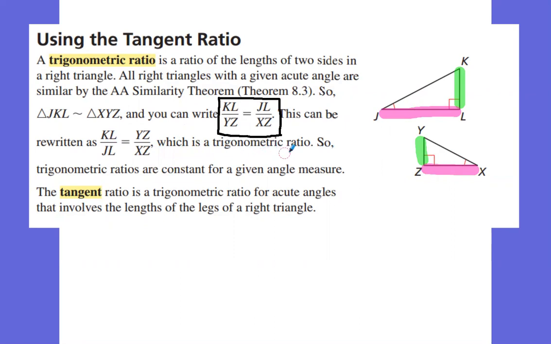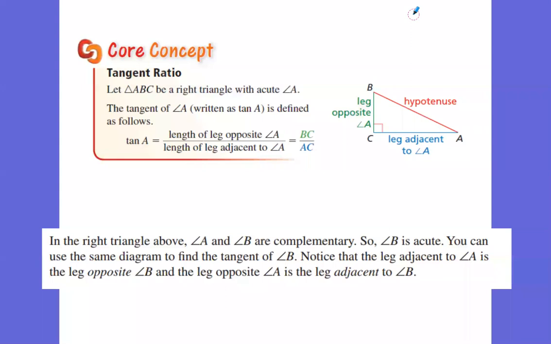Which is a trigonometric ratio. So trigonometric ratios are constant for a given angle measure. The tangent ratio is a trigonometric ratio for acute angles that involves the lengths of the legs of a right triangle. So your tangent ratio: let triangle ABC be a right triangle with acute angle A. The tangent of angle A, written as tan A, is defined as follows. It's the length of your opposite over the length of your adjacent.